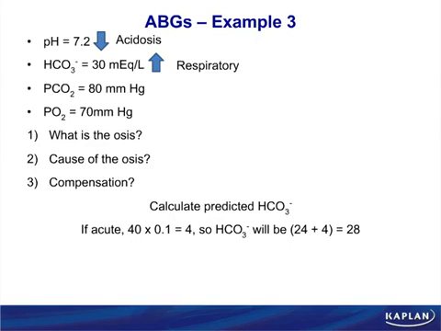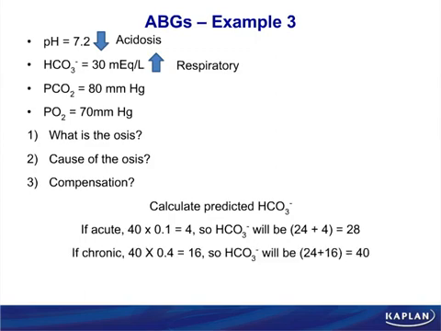How do I know that? Because CO2 is 40 above normal. 40 times 0.1 is 4. So bicarbonate will be 4 above the normal of 24. 24 plus 4 is 28. If it's chronic, then bicarb will be 40.